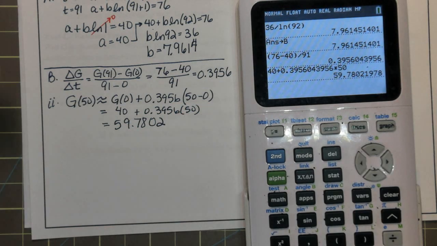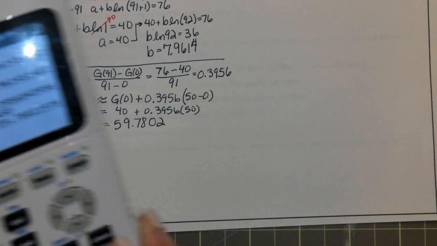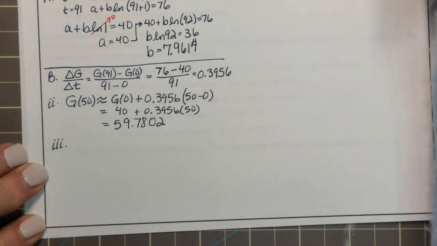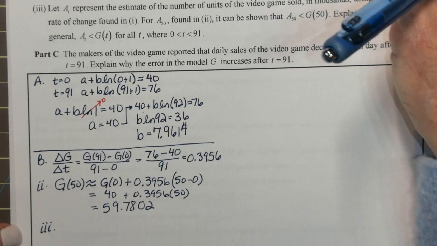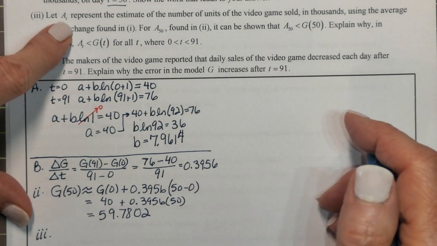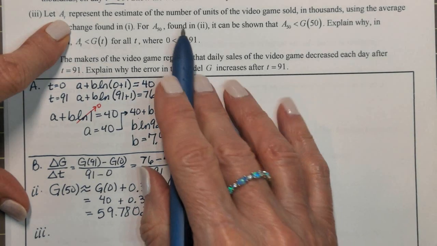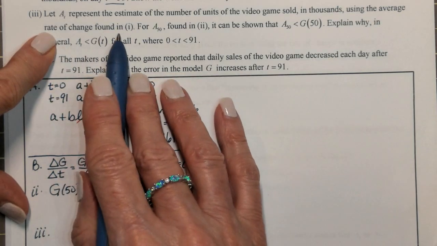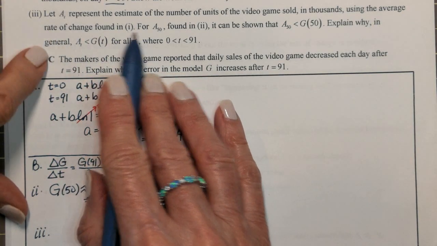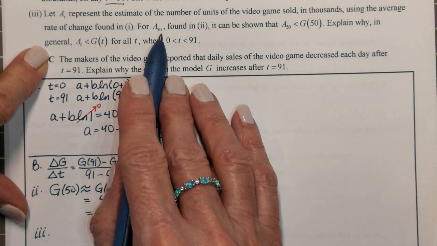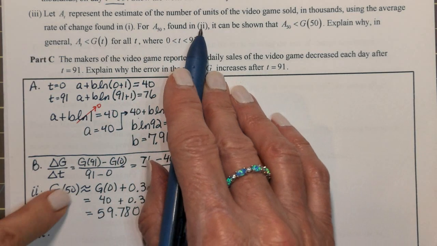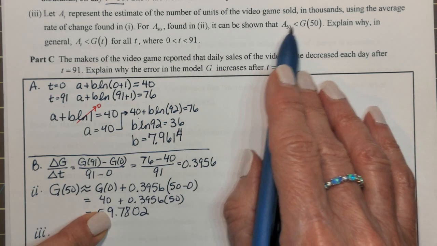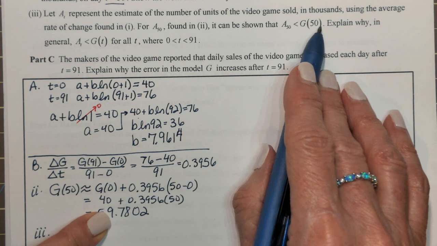Give at least 3 digits after the decimal point. Okay, part 3. Now we're going to let A sub I represent the number of units of the video game sold in thousands using the average rate of change found in part 1. For A sub 50 found in part 2, it can be shown that A sub 50 is less than G of 50.